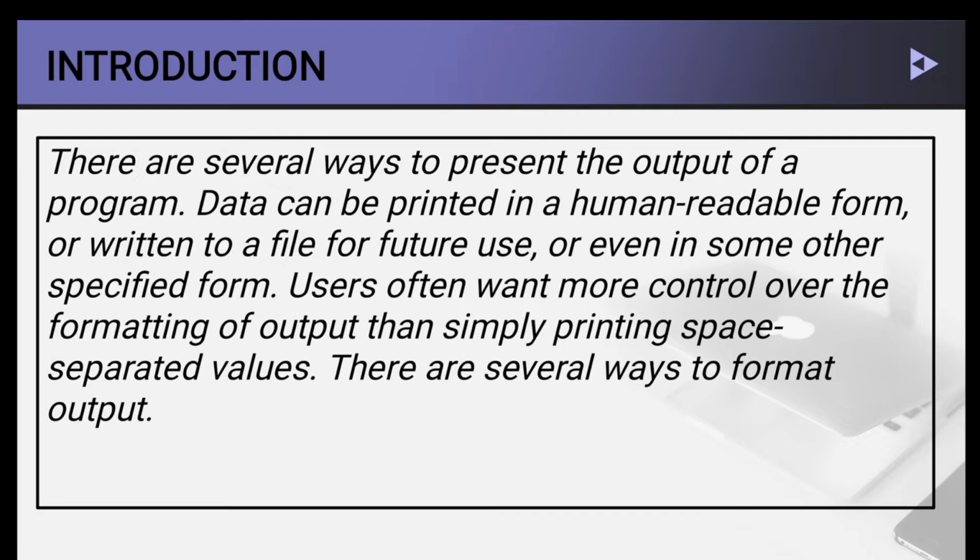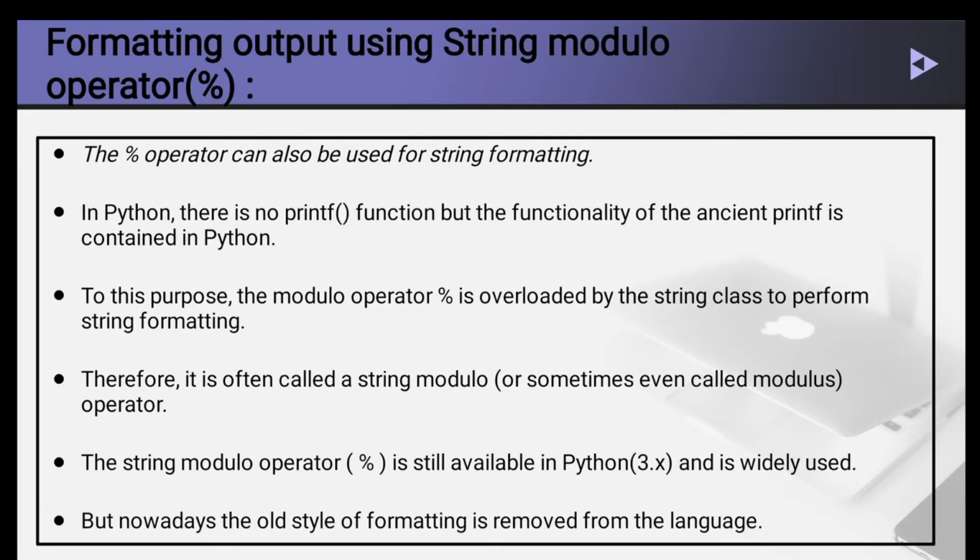Let us further move to the next slides. See, as I discussed, there are several ways of formatted printing. The first and the oldest way is formatted output using the string modulo operator. This is called the string modulo operator, which is the modulus operator in arithmetic. In strings, this is the string modulo operator. Let us see some basic points about this method.